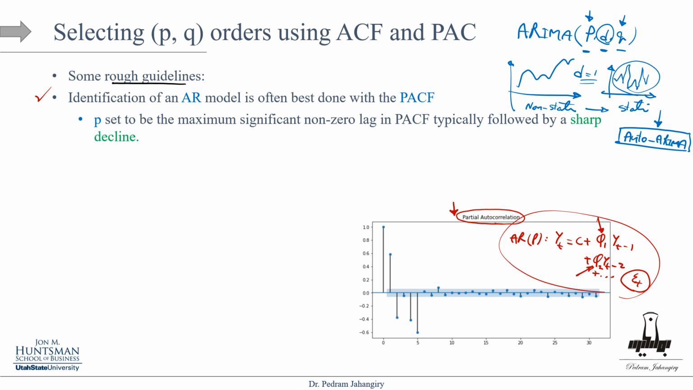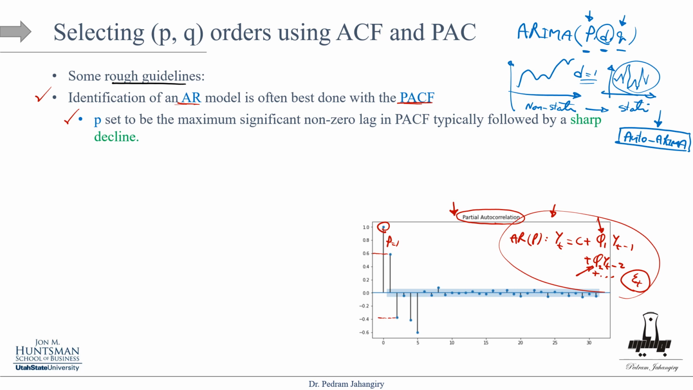We know that identification of an AR model is based on PACF, and we know the rationale behind it. P is said to be the maximum significant non-zero lag in PACF, typically followed by a sharp decline. Just ignore lag 0, because the partial autocorrelation is always equal to 1. Let's start from here: P equal to 1, P equal to 2, and so on. Do you see a sharp decline after P equal to 1? I would say yes, but just look at the absolute value. We go from 60% to 40%, so you can think of it as sharp.